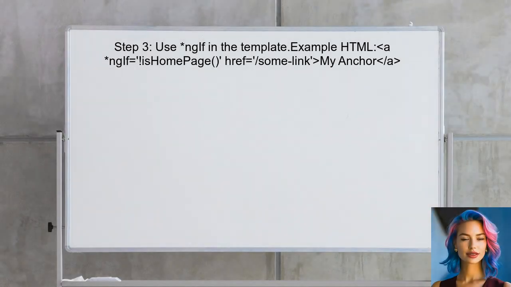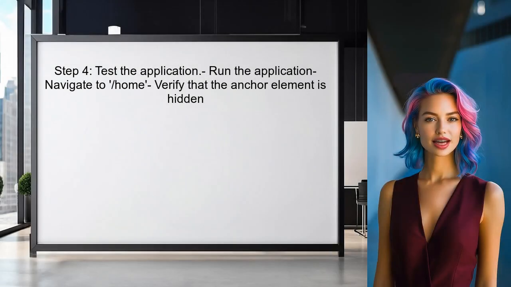Now the user can use this method in the template with the ngIf directive. This will conditionally display the anchor element based on the current route. Finally, the user should test the application to ensure that the anchor element disappears when navigating to the home page. This can be done by running the application and checking the header.